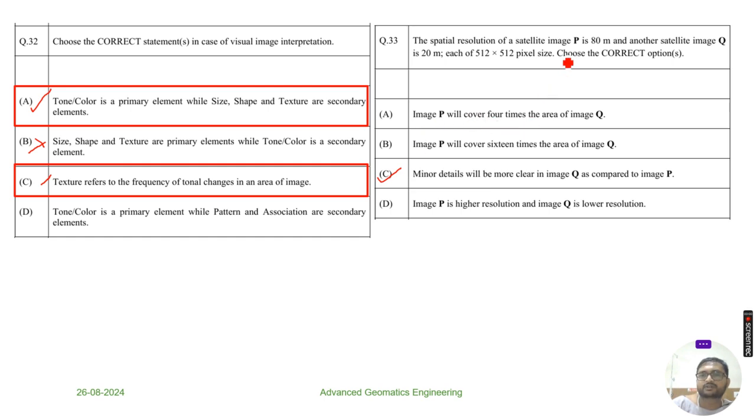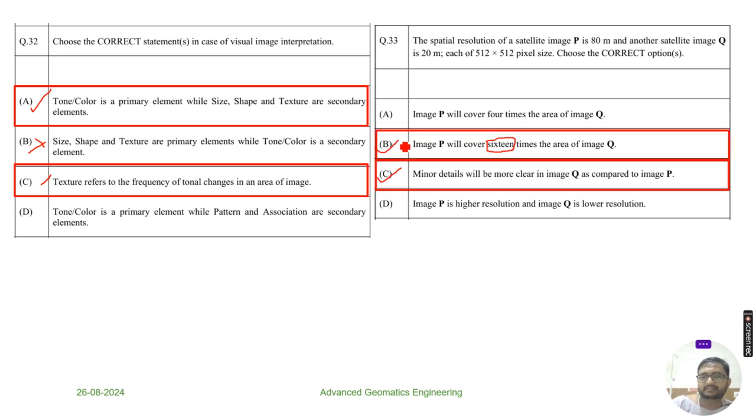I told you that 80-meter with the same pixel count is there. So 20 into 4, how much will we get? Will it be 16 times? Exactly. It will become 16 times because we have to consider both sides. So 4 into 4 becomes 16. So options B and C are the correct ones.